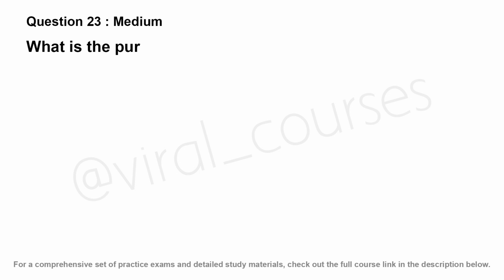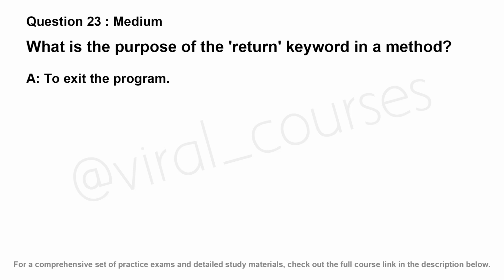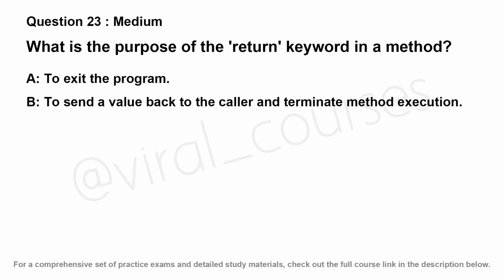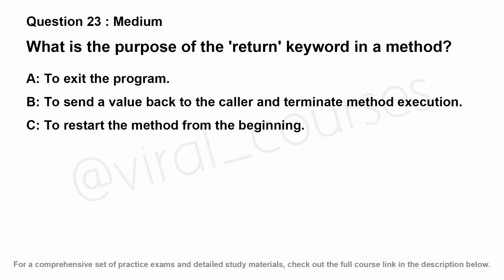What is the purpose of the return keyword in a method? Option A. To exit the program. Option B. To send a value back to the caller and terminate method execution. Option C. To restart the method from the beginning. Option D. To skip a loop iteration.